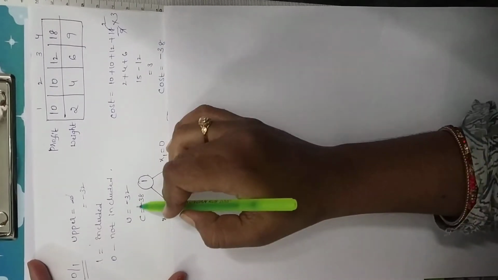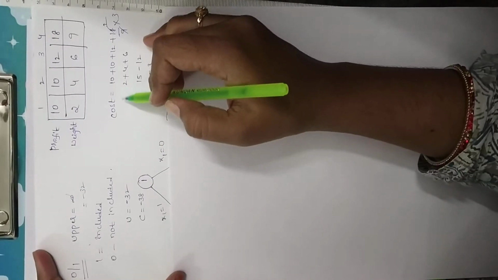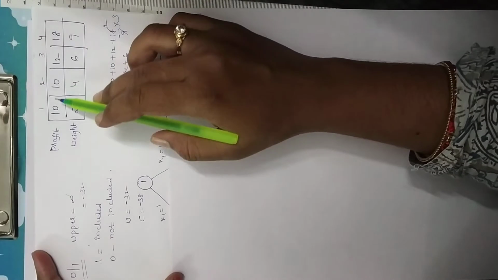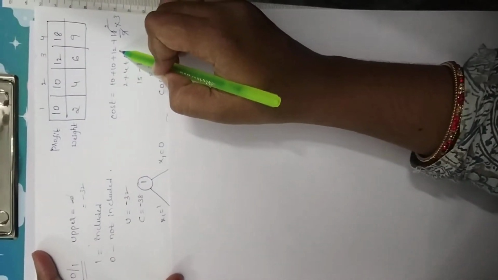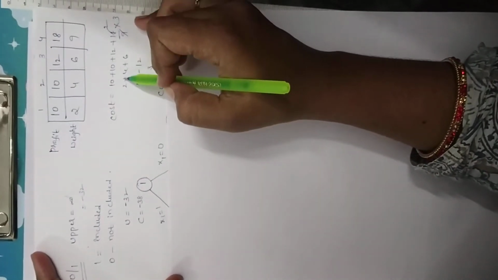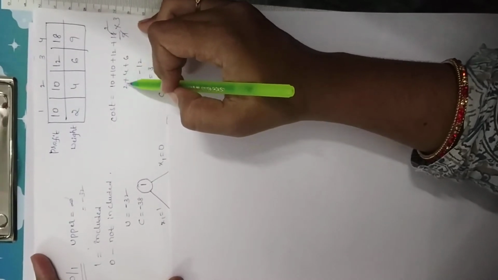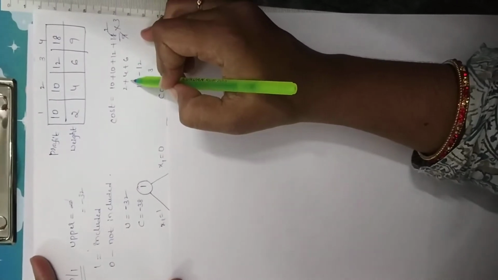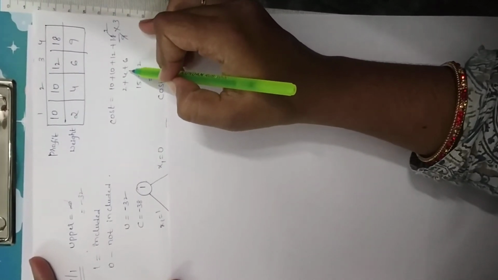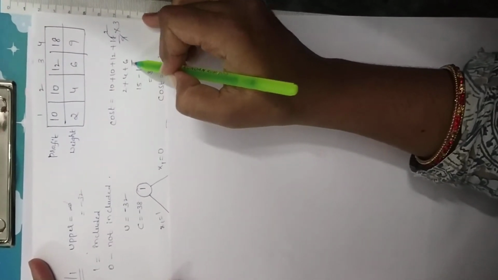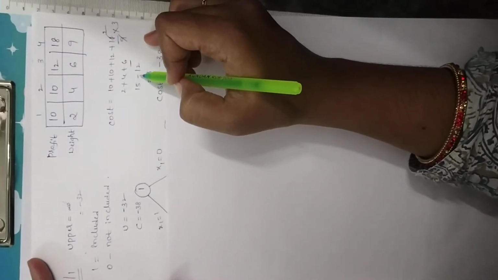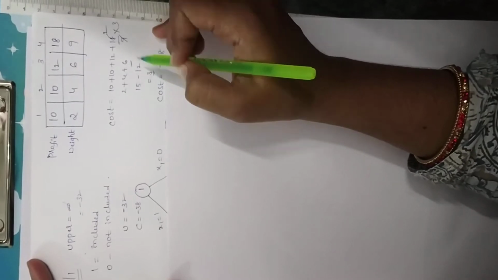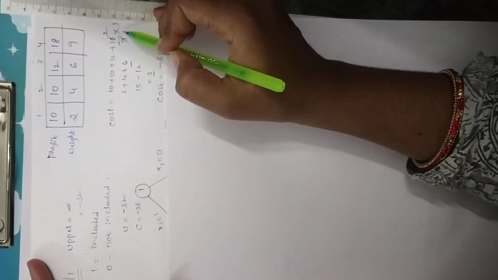We are finding the cost here. The profits are 10 and 12, and the weights are 2, 4, and 6. Adding these, 6 plus 4 plus 2 equal to 12. We subtract this from the bag: 15 minus 12 equal to 3. So then we take 18 by 9 into 3.